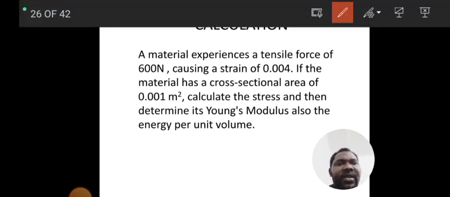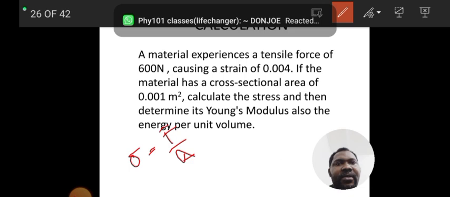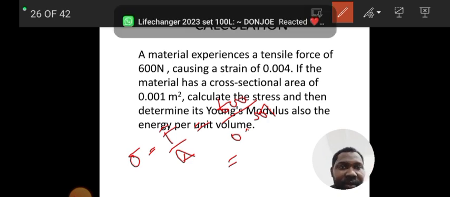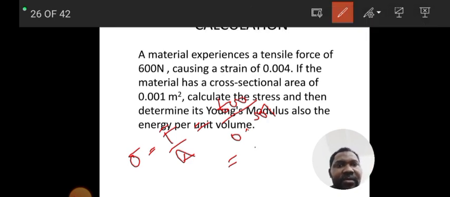The first we are asked to find is the stress. And we know that stress is equal to force over area. Okay, so our force here is 600 and our area is 0.001 meter squared, sorry. Okay, so that will give us 6 times 10 raised to the power 5 Pascal. That's our stress.